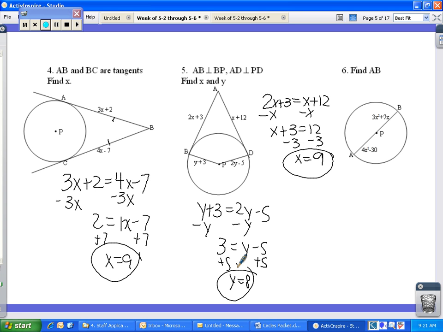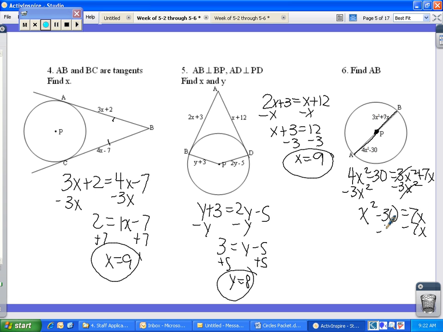On the last one, to find AB, the whole segment, you know that these two radii here and here are congruent. So 4x squared minus 30 equals 3x squared plus 7x. And now I'm going to combine like terms, so I can subtract 3x squared from both sides. Those cancel. I'm left with x squared minus 30 equals 7x. This is going to be a quadratic because of the x squared. So I'm going to subtract 7x. Notice there's nothing to combine that 7x with, so it's just x squared minus 7x minus 30 equals 0.